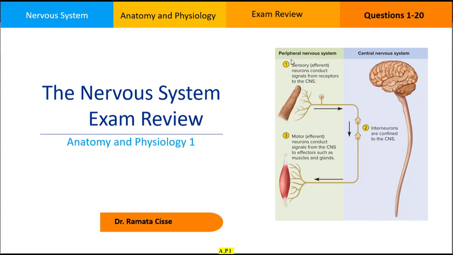Then you see in the PNS, the peripheral nervous system, the sensory or afferent neurons, and then the motor efferent neurons. The difference here: the sensory neuron receives information to give to the brain or spinal cord, which will process it and give the command through a motor neuron. That's what we'll talk about in general today.